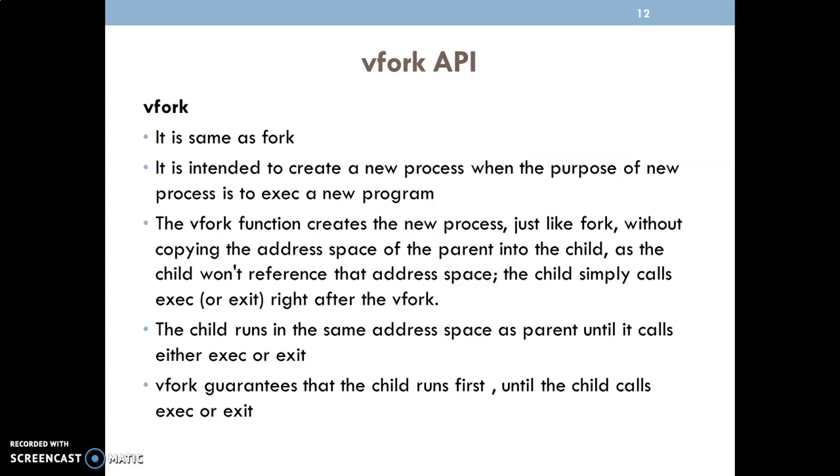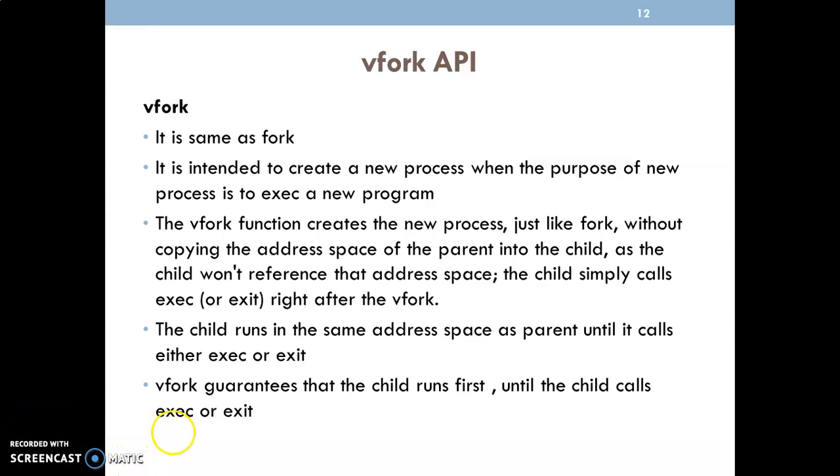The vfork function creates the new process just like fork, but without copying the address space of the parent into the child. Just to highlight this point: in fork, all the address space is copied into the child process and later it is shared between parent and child. But here the address space of the parent is not copied to the child. Then the child process may call exec or exit after the vfork.